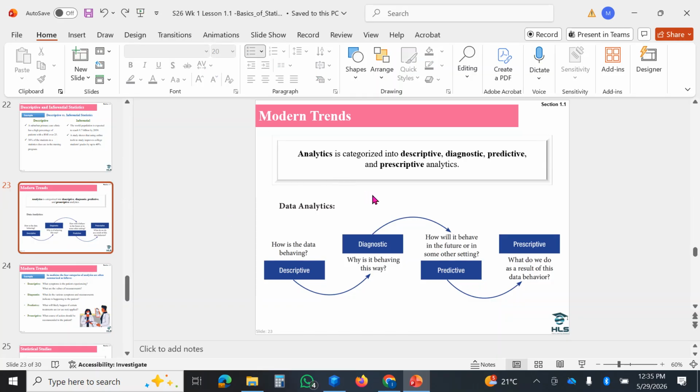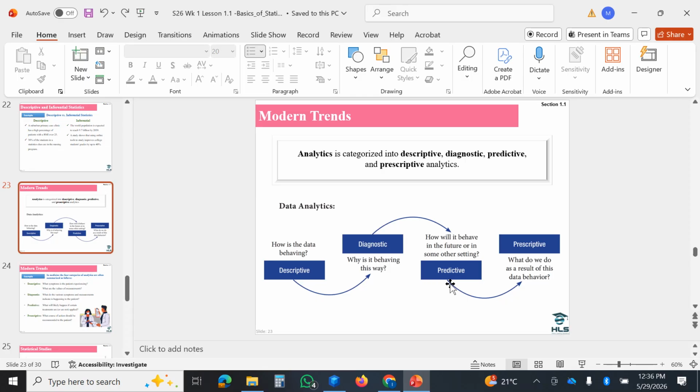Analytics is categorized into descriptive, diagnostic, predictive, and prescriptive. So how is the data behaving? There's your descriptive. Diagnostic: why is it behaving this way? Because that is a key factor behind statistics. We always like to know why things are happening. We're not always privy to that information, but we love to know why things are happening.